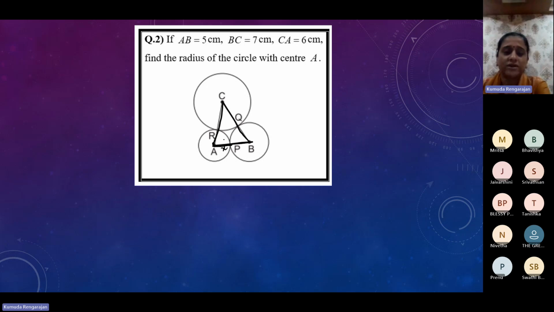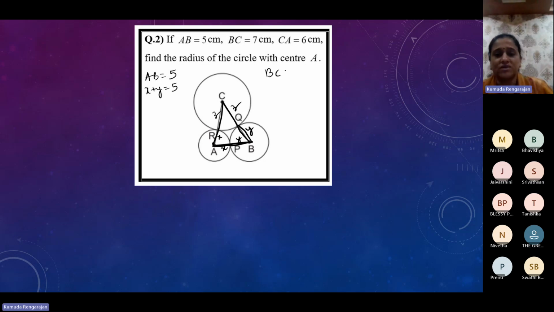So you can call it X. PB and BQ are the radii of the circle with center B, so you can call it Y. CQ and CR are the radii of the circle with center C, so Z. Now, we are given that AB is equal to 5. What is AB? X plus Y. AP is X, PB is Y. X plus Y is equal to 5.